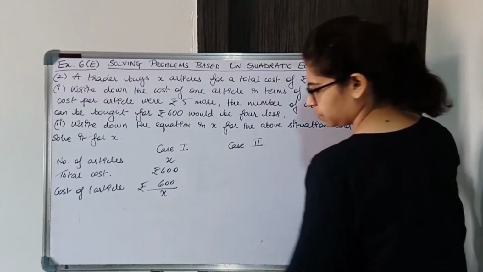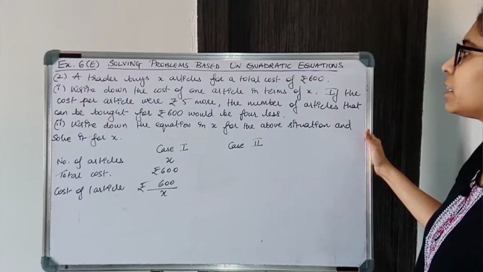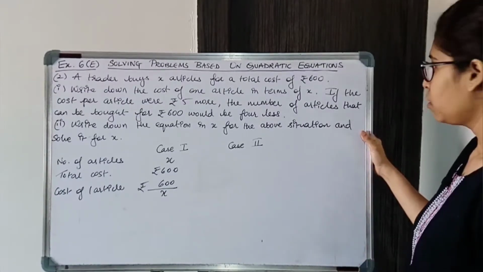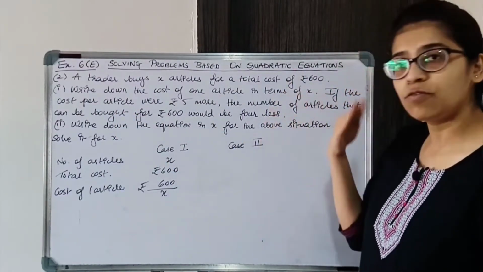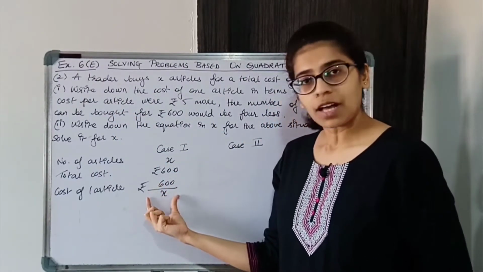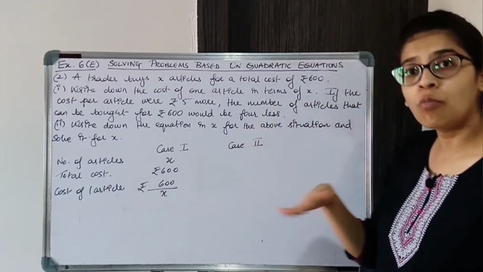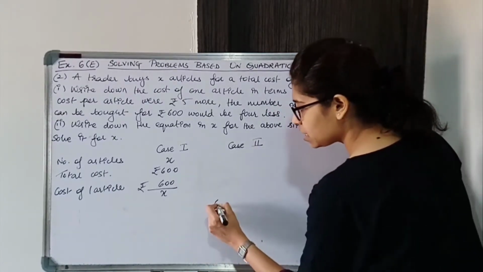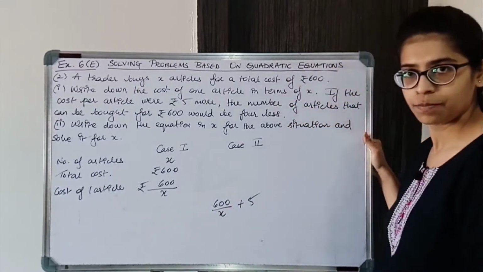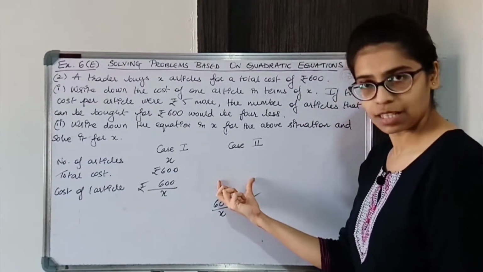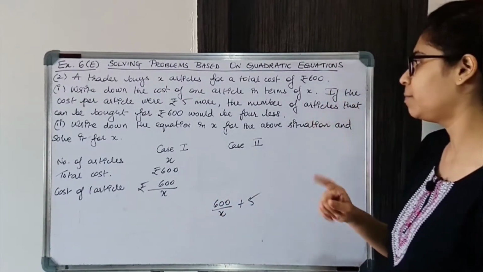Now the other case, if the cost per article were rupees 5 more, that is the cost of one article were 5 more. Now this was the actual cost of one article. Now if it would be 5 more, that is if it would be 600 upon X, original cost plus 5 rupees. Okay, that would be the cost in this case. I am not writing it for now, but that would be the cost in this case per article.